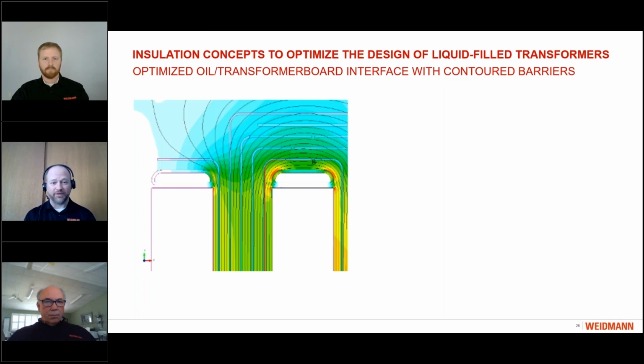In this case, we would refer to it as an angle ring. There's other terminology, but Weidmann uses angle ring. What this is doing is instead of a sharp 90-degree, you're forming that piece of insulation to be an appropriately designed radius. You can adjust the radii to make sure that you are controlling the stress in the best manner possible. Next.